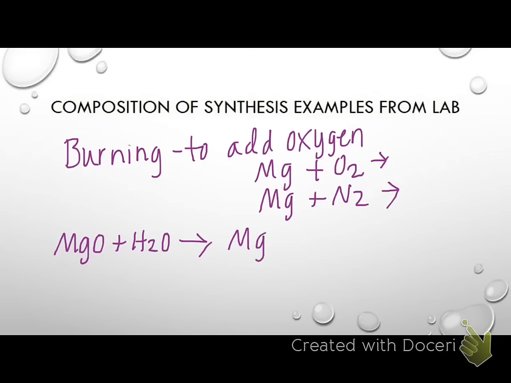My mistake, your gain. And then there's a couple of other ones in there that I want you to find on your own that are synthesis, but they're always going to be recognized by the fact that they are one product when they're made. Okay, so now let's talk about decomposition.